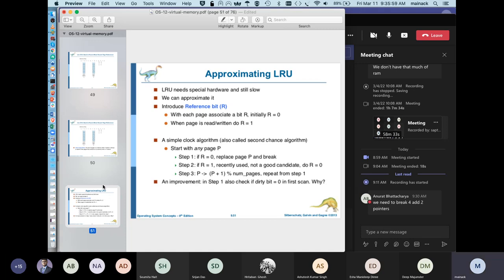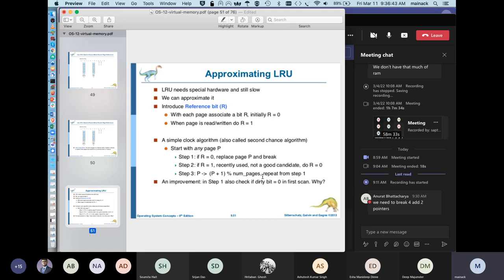However, if R equal to 1, that means the page is recently used, not a good candidate for now. So you reset R to 0, saying that next time when it comes around, if R is still 0, then I'll replace it. Of course, if some other process uses the same page again, R will be set to 1 again. So in step 3, if R equal to 1, then you did not get the victim page. You set R equal to 0 and move on. Move on where? Move on to P plus 1 modulo the number of pages.